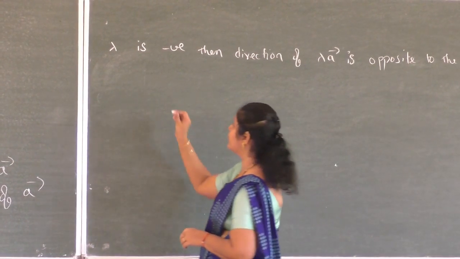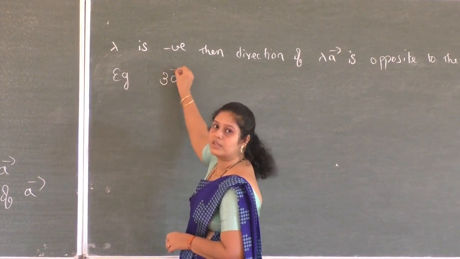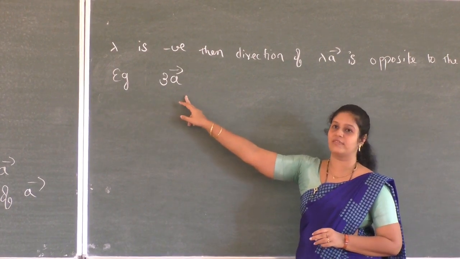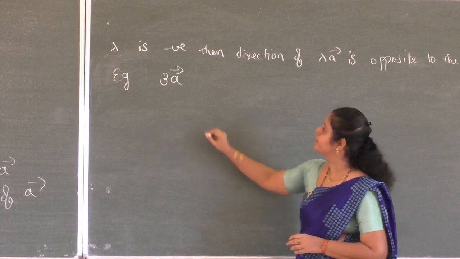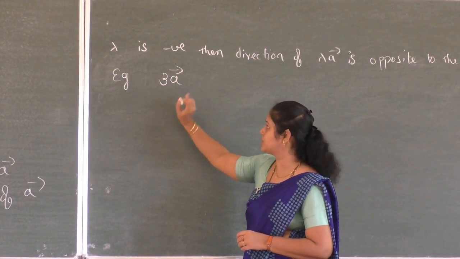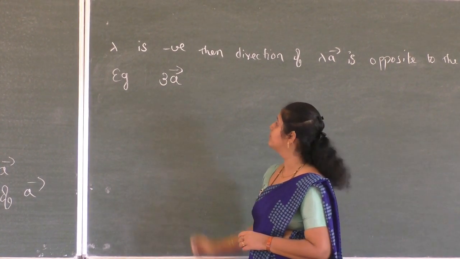Now, for example, if I write 3 vector A, this is an example of scalar multiplication. Here you can see that 3 is a number, and vector A is a vector. For 3 vector A, what is its magnitude and direction?